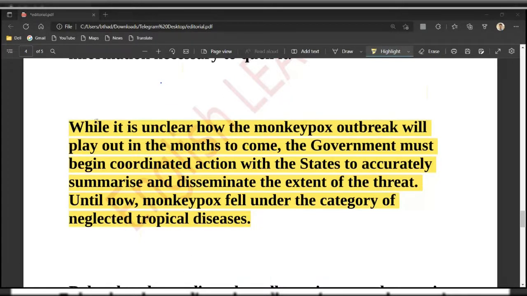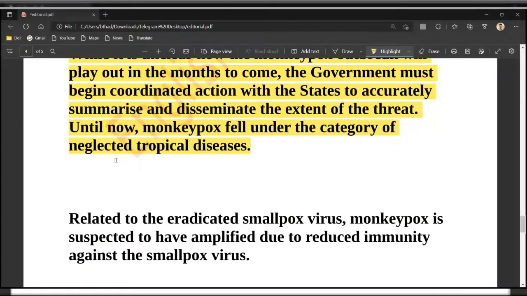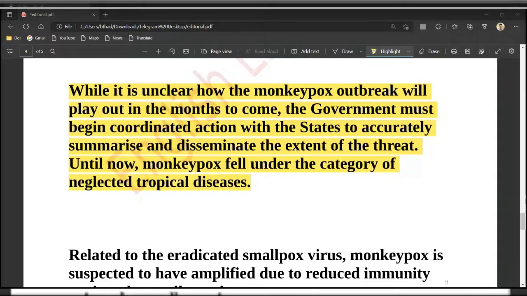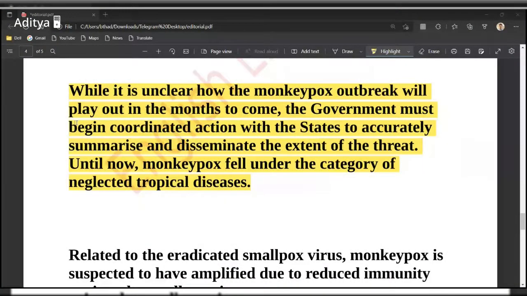May I say something? I think it is saying that until now, we say it in Hindi, jab tak nahi. That means till the time it does not come under the category of neglected tropical diseases, it will not spread in tropical areas. We should take preventive measures to avoid this monkeypox. Now it is clear. "Until now" and "till now" are both the same, right?